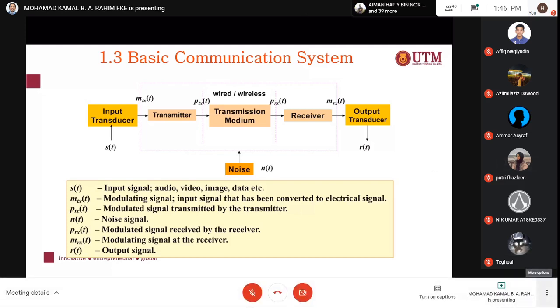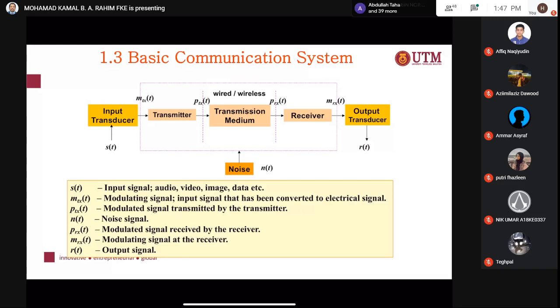The input transducer is used if you want to convert, for example, your voice signal to an electrical signal, so you need to put the transducer, like a microphone. Microphone is a transducer. An output transducer is like a speaker. Speaker is your output transducer. So in the whole communication system, the basic is you have a transmitter, a medium, and a receiver. Sometimes the transmission medium we call the channel.